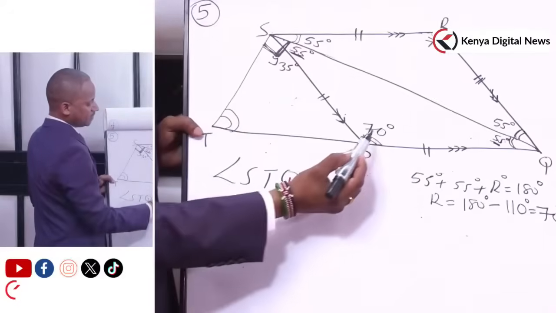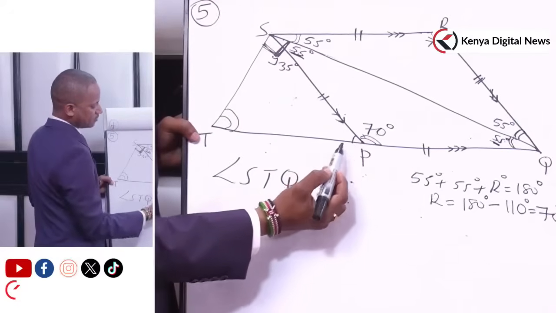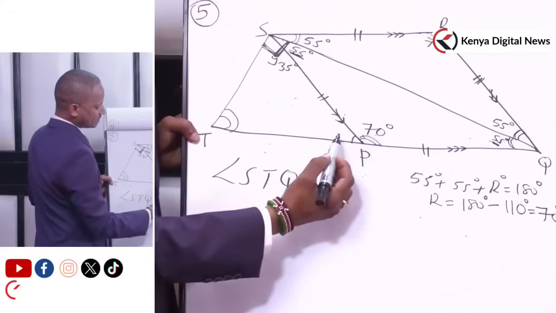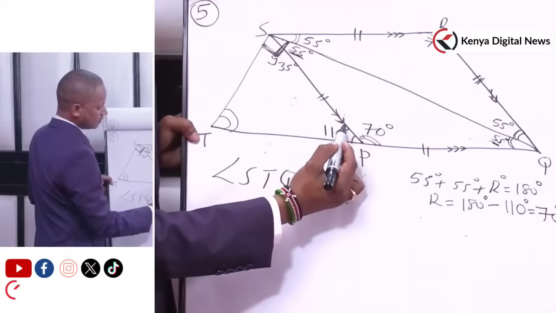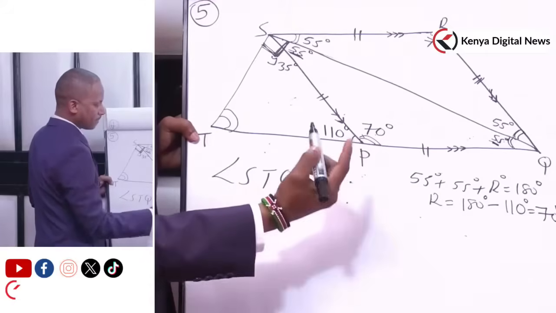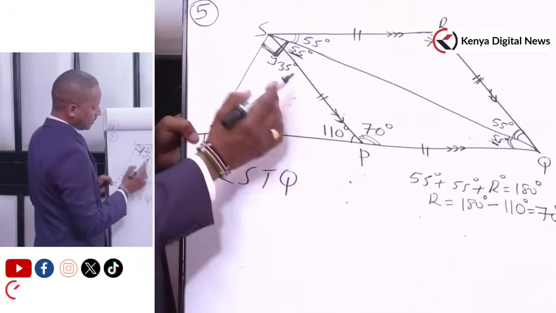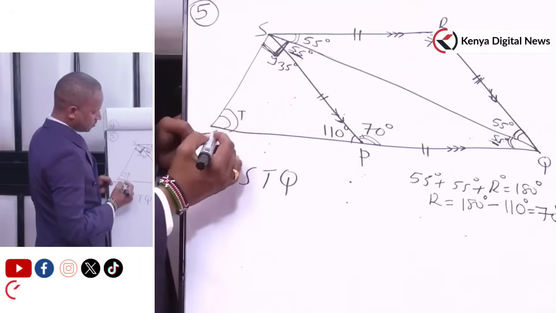degrees. And if this is 70, what is this angle? Is 180 minus 70, which is 110 degrees. Angles in a straight line add up to 180 degrees. Now, this is the angle that we want, angle T.